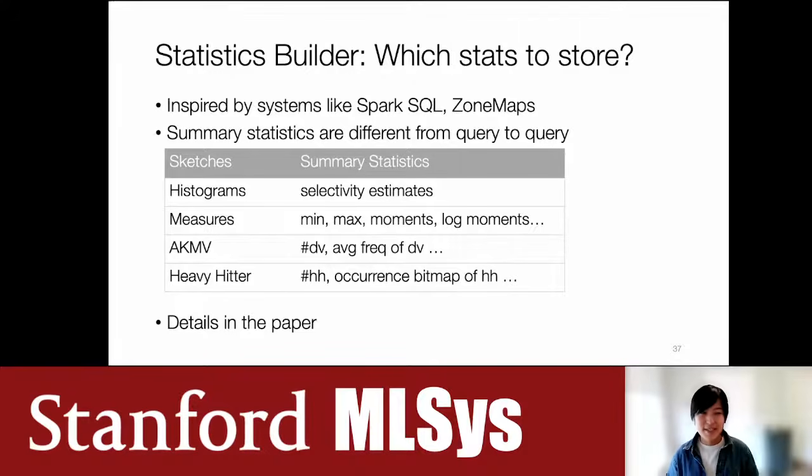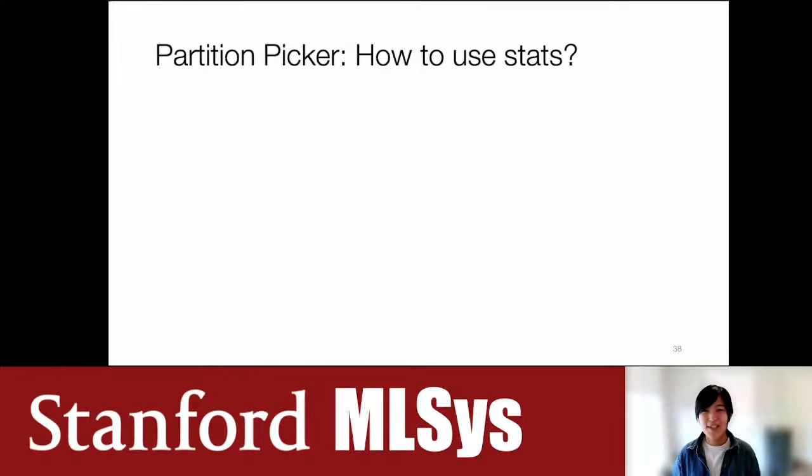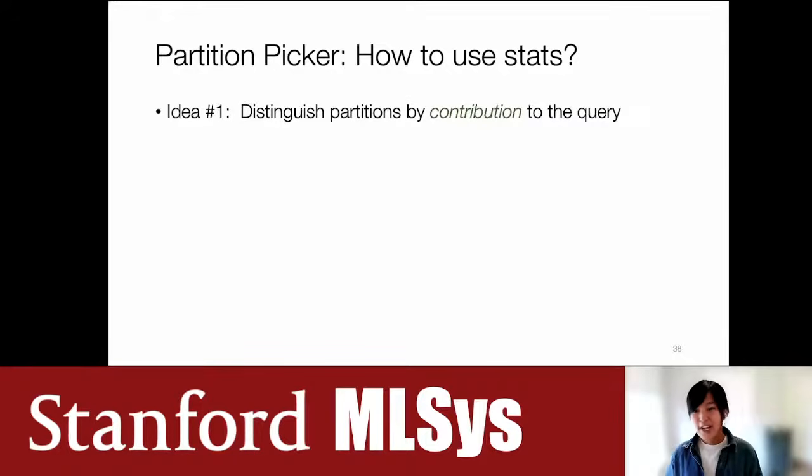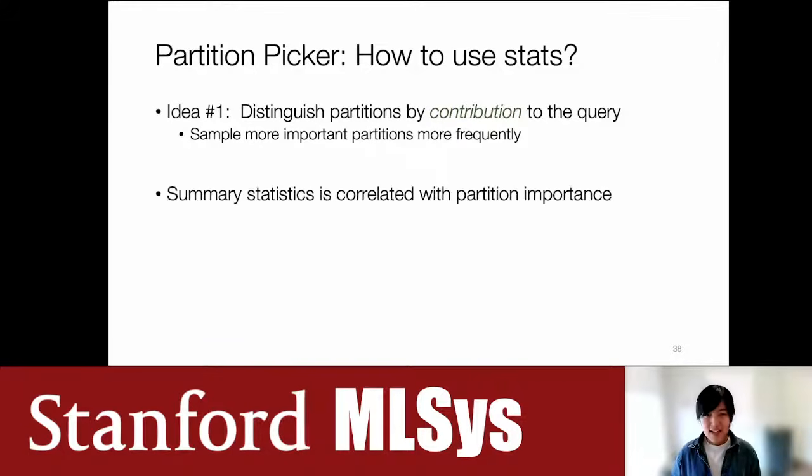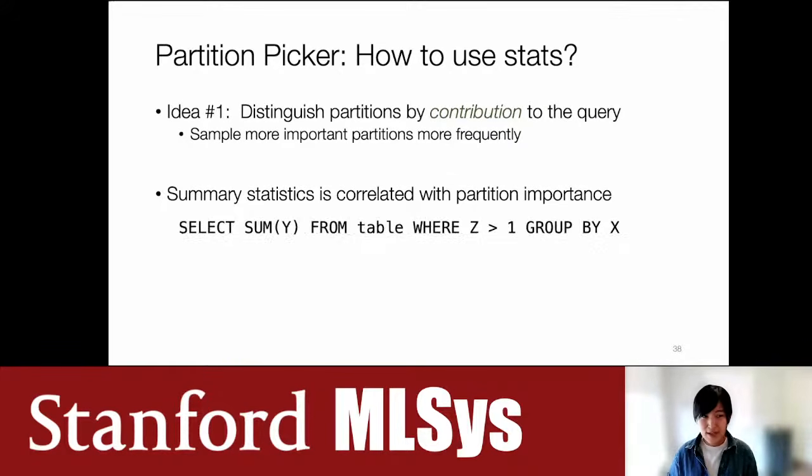So given this list of feature vectors, the question is how the picker uses it to actually improve the partition selection. Here we have two ideas. First, if we knew which partitions contribute more to the query, then we could improve the quality by sampling the more important ones more frequently. The observation is that these summary statistics, as feature vectors, do provide information that helps us distinguish which partitions contribute more to the query.